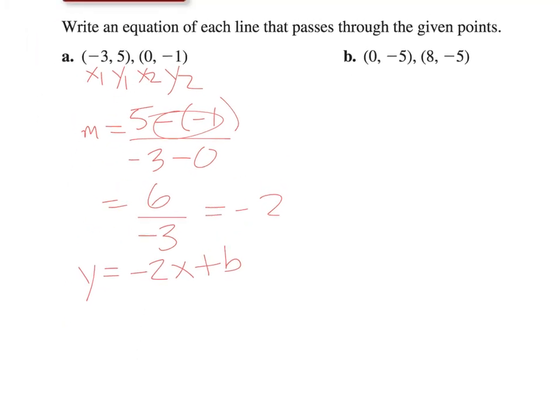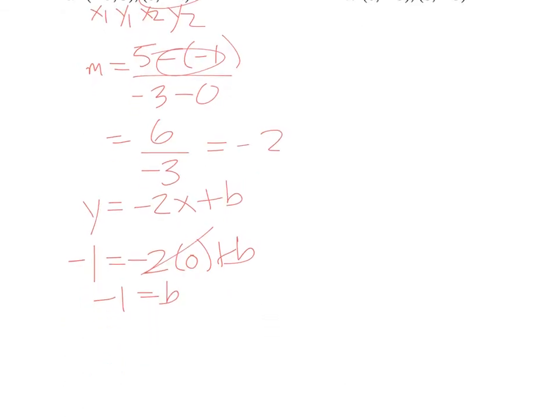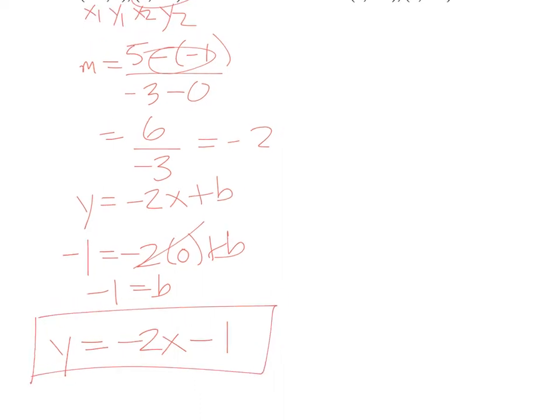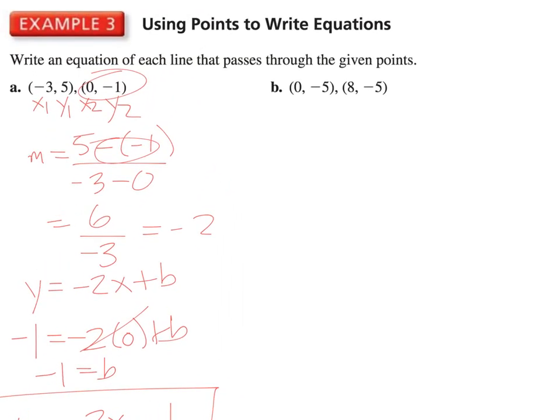Let's choose the point with the 0 to make life easier. To figure out what b is, I have -1 is equal to -2 times 0 plus b. So I have -1 equals b. And then I end up with y equals -2x minus 1. Done. On to the next example.